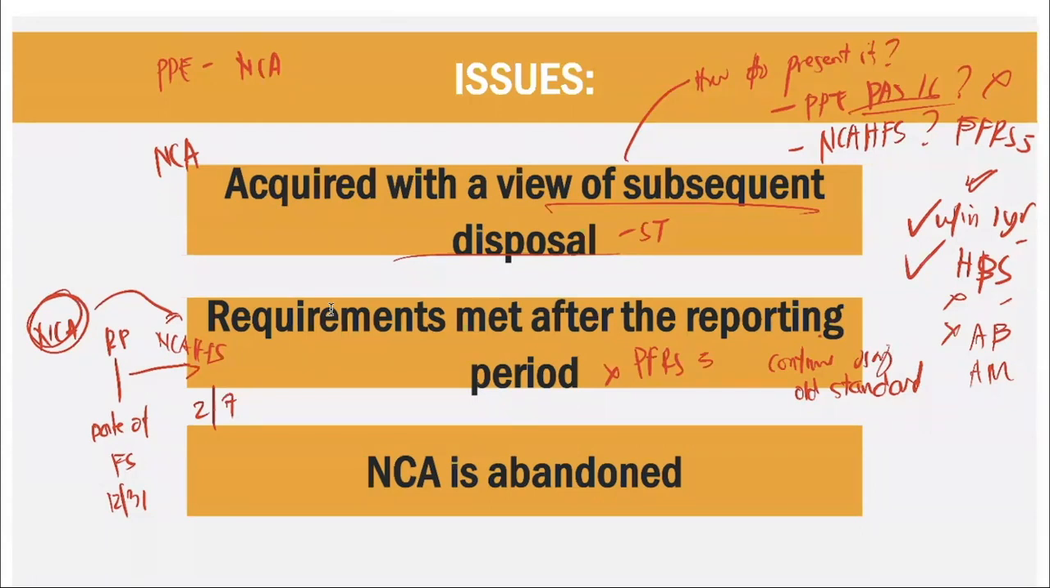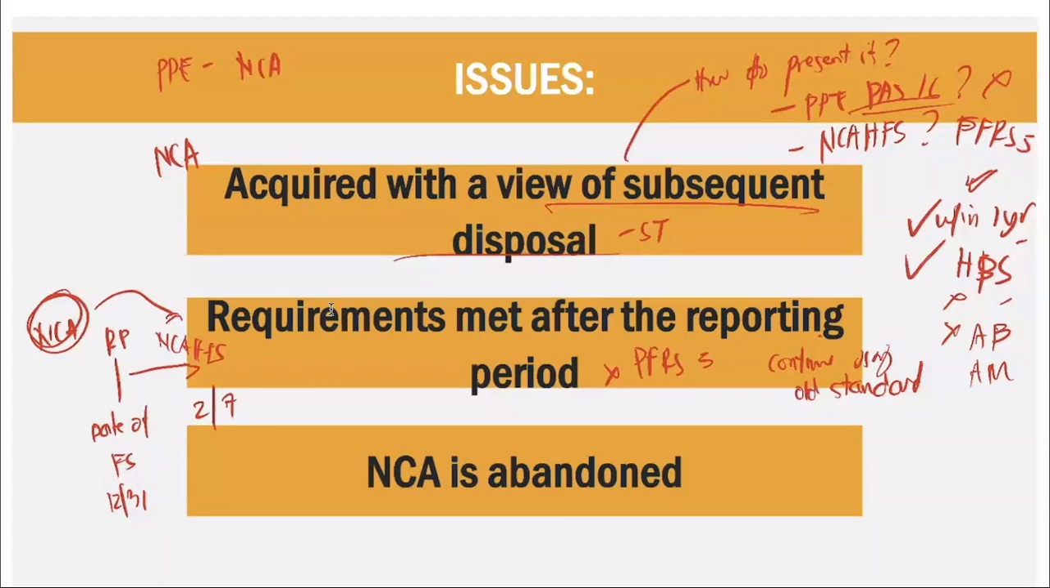So we're done with two issues. The first issue, non-current asset acquired with the view of subsequent disposal. Answer: you need to look whether the requirements of PFRS 5 are present, then PFRS 5. If not, then whatever is the applicable standard. If that is PAS 16, then PAS 16. Next, there is a non-current asset and the requirements are met after the reporting period. What is the answer here? You continue using whatever is the old standard used on that particular asset. You will not measure it under PFRS 5.